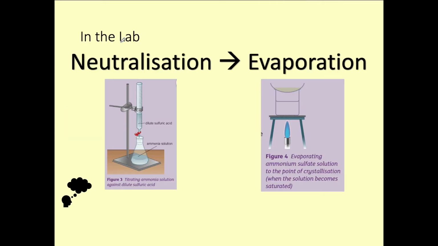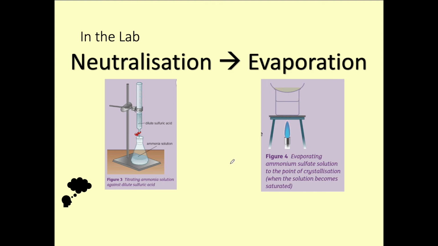So what we're going to be thinking about now is a bit about how we actually go about making them. So in the lab, this is our titration setup. We've got a burette here filled with dilute sulfuric acid and our ammonia solution in a conical flask. By doing this setup, we can make sure that we are adding accurate amounts of our sulfuric acid until we get to our end point where it's neutral and we would have ammonium sulfate produced.